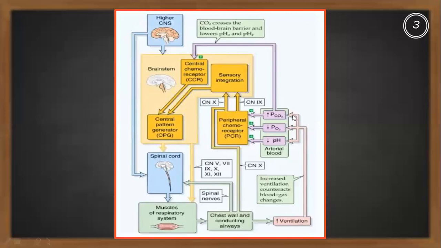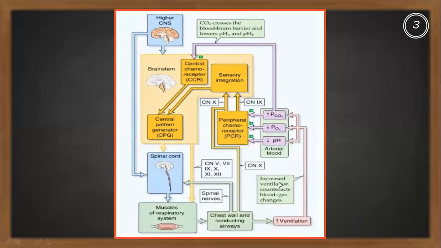Now here, an outsider or another player is the higher CNS centers, or let's say non-respiratory related centers. They cause either direct impulses which are sent to the central pattern generator, or the impulses are sent to the spinal cord and then to the respiratory muscles. So these also influence the respiratory control. So that was the overview of respiratory control.